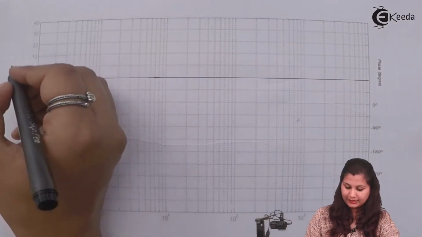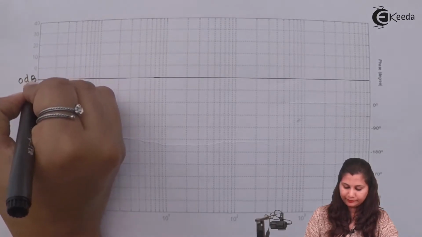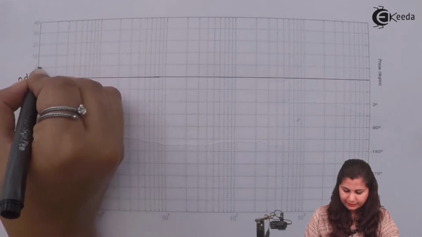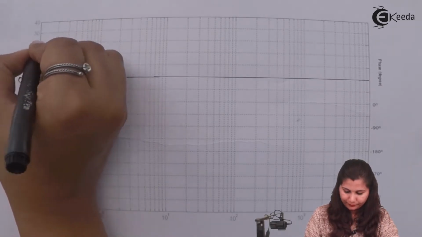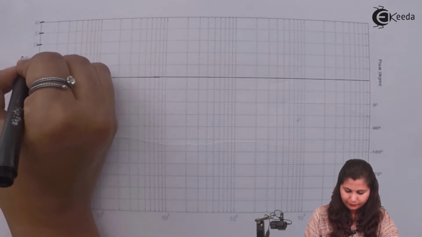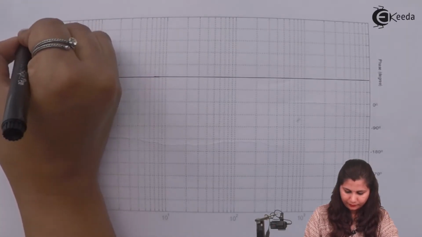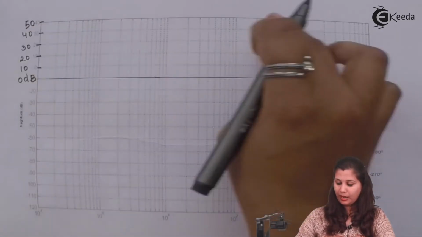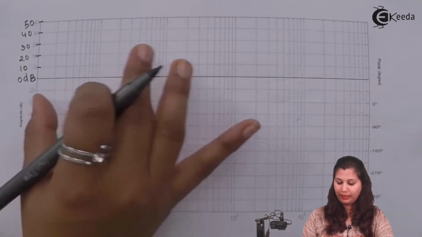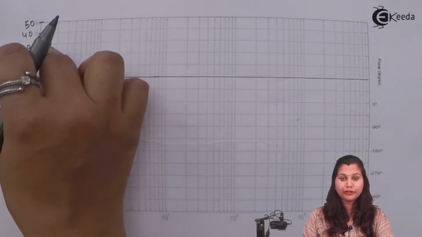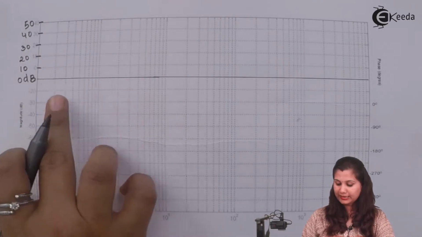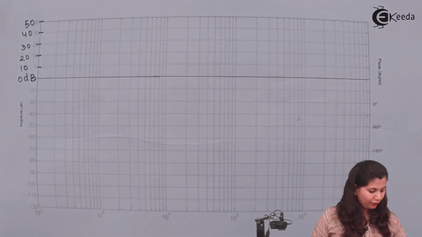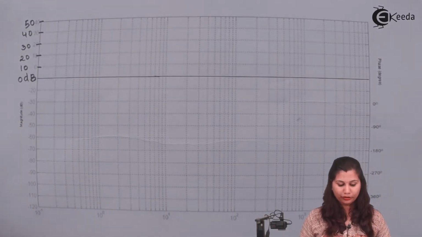This line I have taken as the 0 dB line. Okay. And the remaining scale I am choosing it as 10. Okay. So this upper half of the graph paper is our magnitude plot, and it is the magnitude in decibels I am showing here, and this black line is the 0 dB reference line. Okay. Now we will use the table for the magnitude.